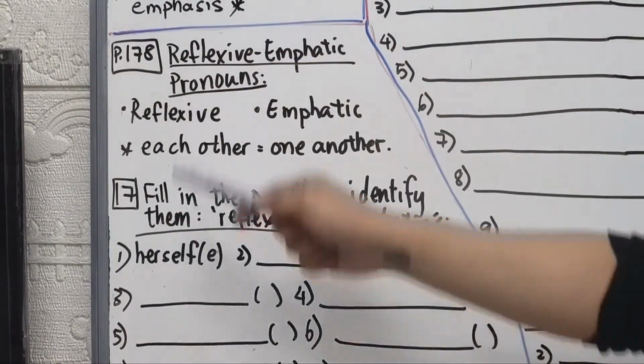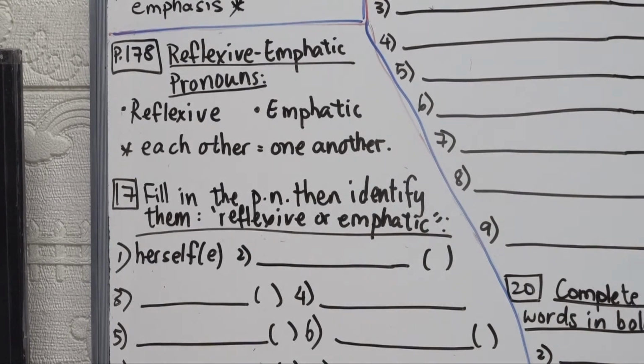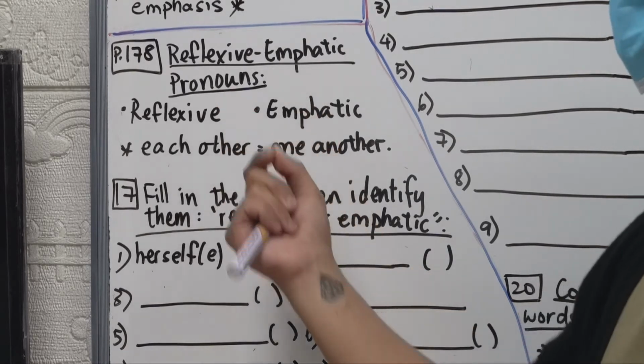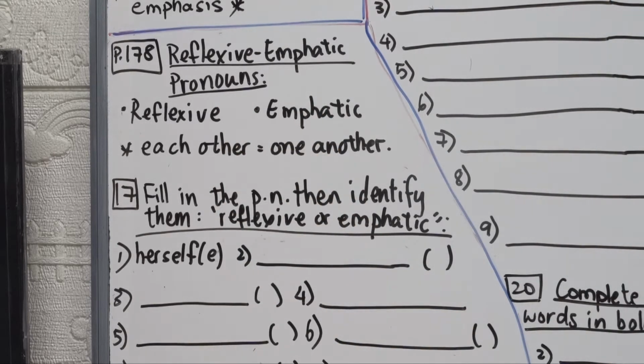So it's this one here. So reflexive emphatic pronouns. We have reflexive and we have emphatic. So these two are quite distinct from each other, okay? You can tell them apart. But when we put them together, the reflexive emphatic, they do have another similar function. Not too different, but there is some distinction.